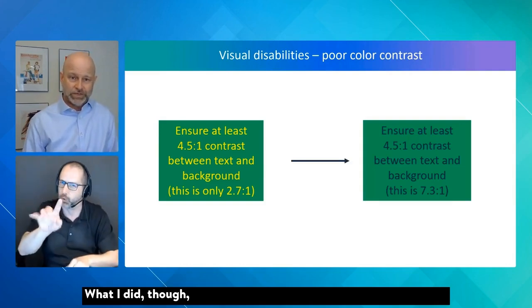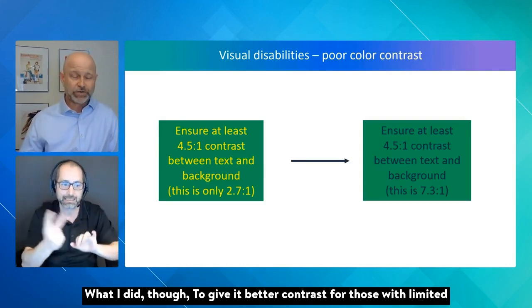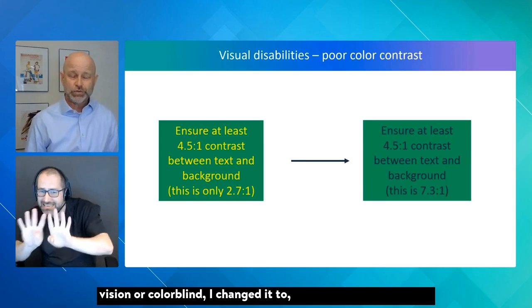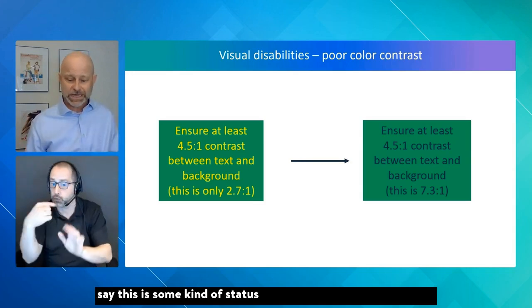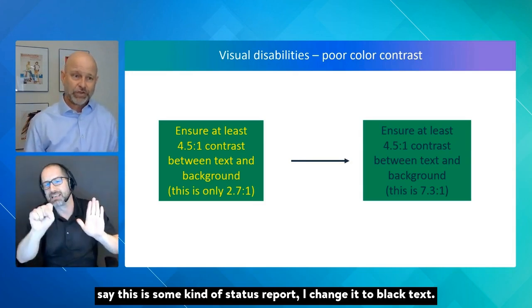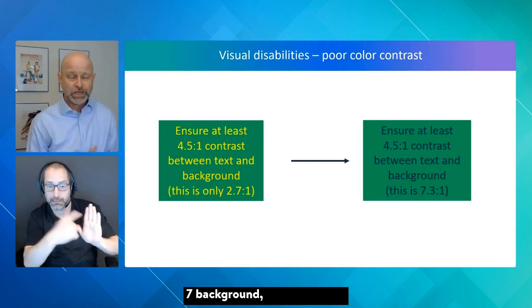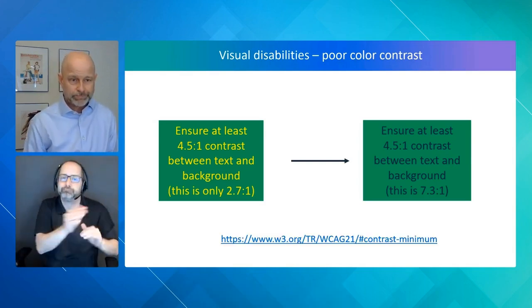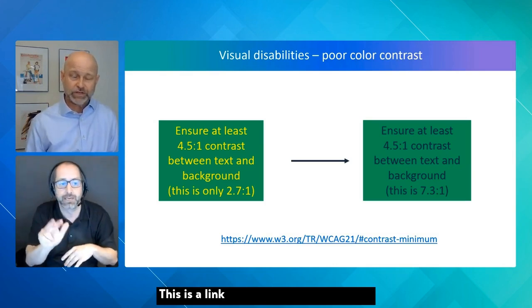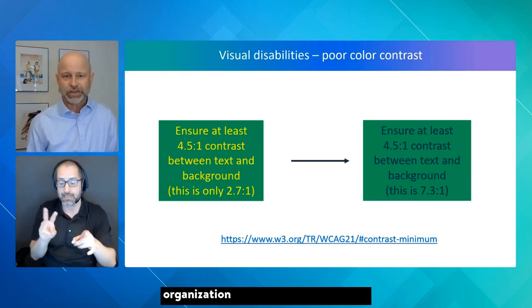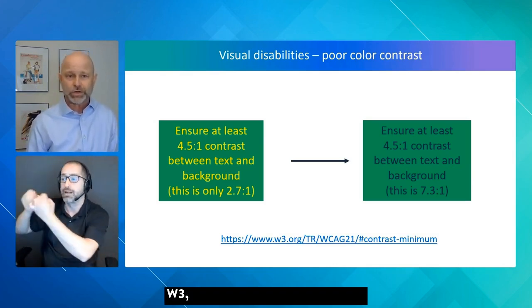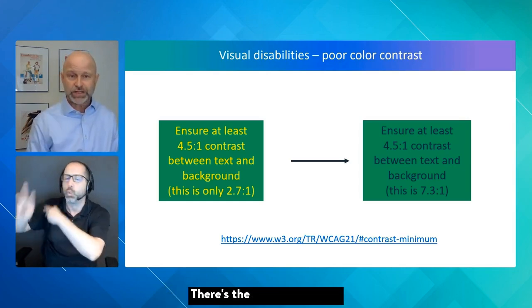What I did, to give it better contrast for those with limited vision or colorblindness, is you can still do the green, say this is some kind of status report, but I changed it to black text. So now instead of 2.7, the contrast goes up to 7.3. And here's a link we'll share to those WCAG guidelines. The organization that creates this is called W3C, the World Wide Web Consortium. There's the link to contrast.